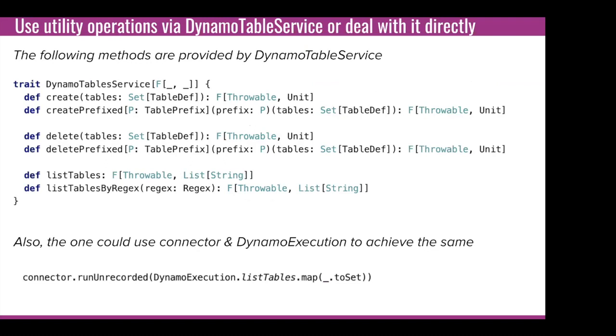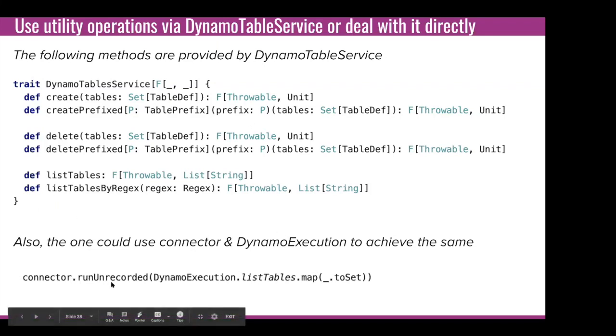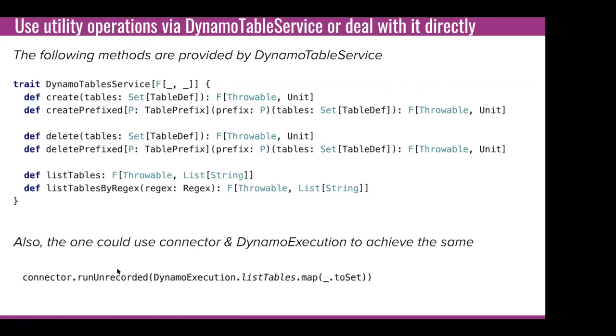We provide a Dynamo table service that has all this utility stuff like create table, delete table, list tables. The Dynamo table service actually starts when the application starts, due to the usage of D stage. You can also achieve the same using the connector and dynamic execution. I mean, you could also call this list tables function, but using the other way, like connection and dynamic execution.